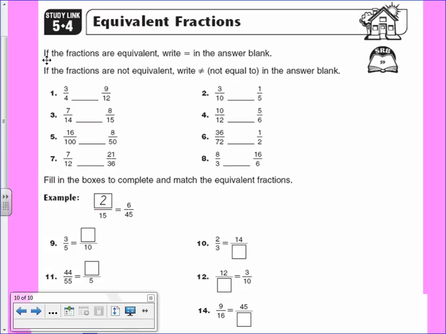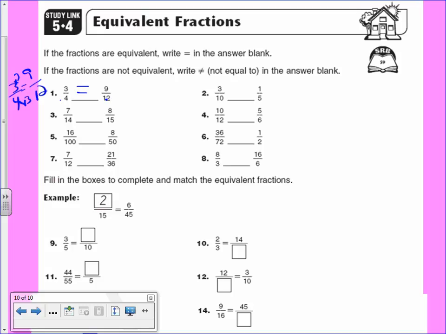Problem number 1 states, is 3/4 equal to or not equal to 9/12? Well, we have to look at the denominators. Denominators are 4 and 12. They are not the same, so we have to make them the same. What number can 4 and 12 both go into? Well, they can both go into 12. So I'm going to change 3/4 into a fraction with 12. 4 times 3 equals 12. Whatever I multiply on the bottom, I have to multiply on the top. 3 times 3 equals 9. 3/4 actually means 9/12. So 3/4 equals 9/12.